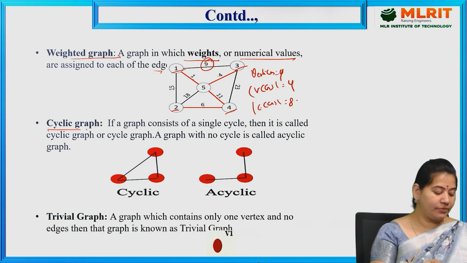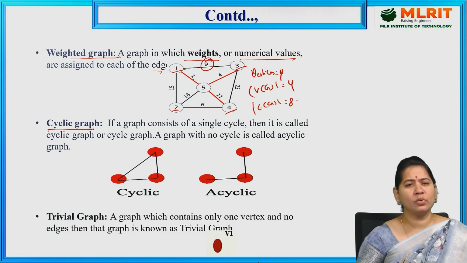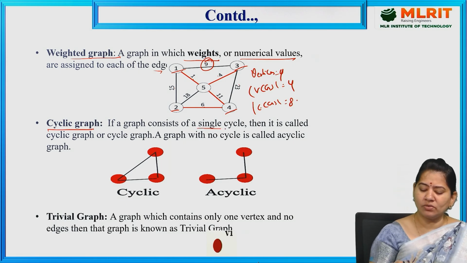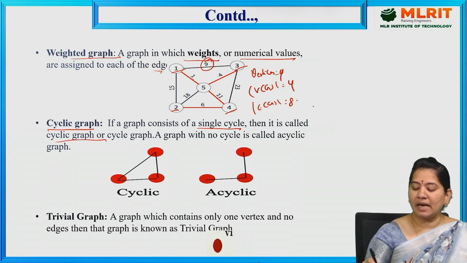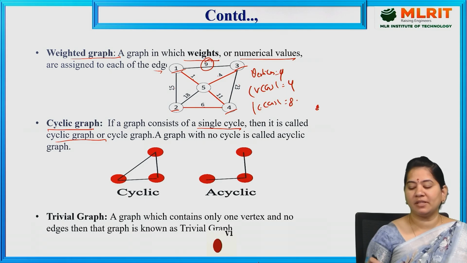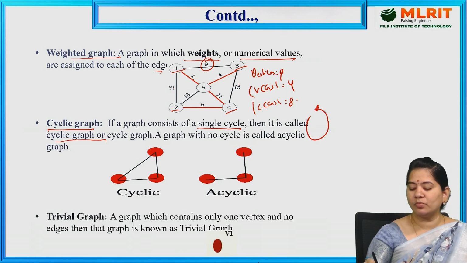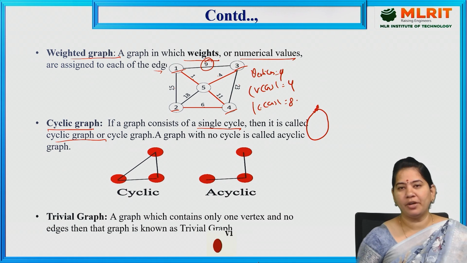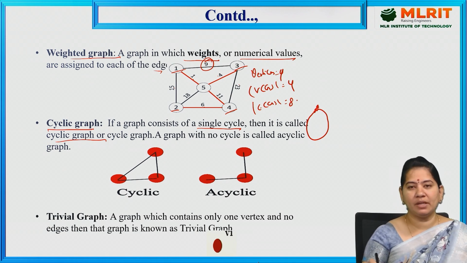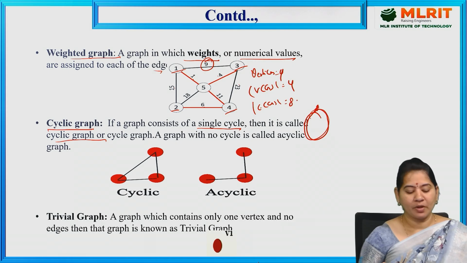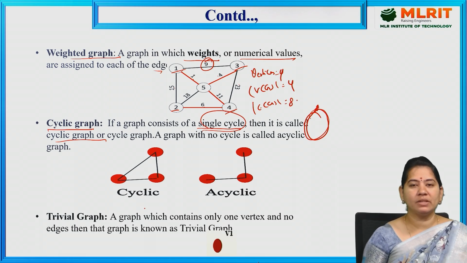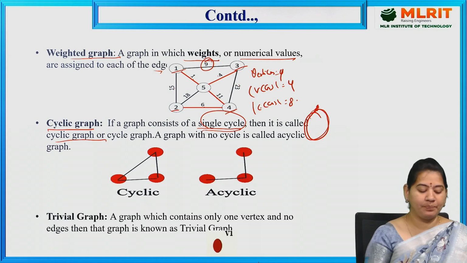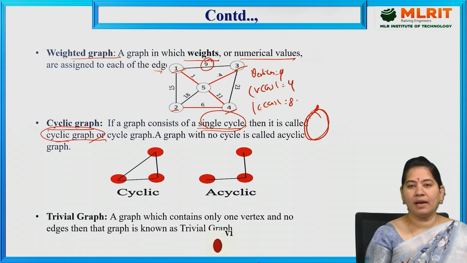In the same way we have the cyclic graph. What is a cyclic graph? If a graph consists of a single cycle, then it is called a cyclic graph or cycle graph. Basically, what is meant by cyclic? The starting point and ending point must be the same. This is the starting point, and it has to move towards the end point only. Source and destination are the same here, then I can say this is called a cycle. So if in a graph we have a single cycle where the starting and ending points are the same, that is called a cyclic graph or cycle graph.